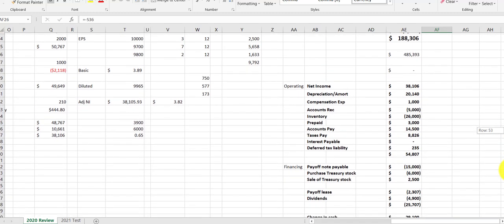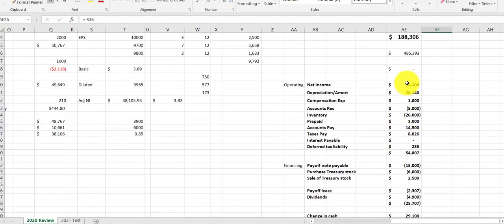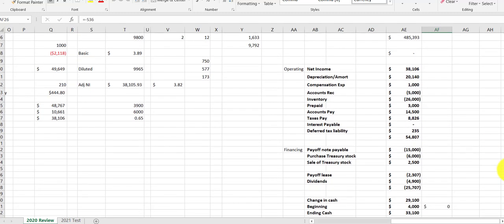We do our cash flow, starting with net income, add back depreciation. I put the amortization depreciation in one. You could have separated them. Compensation expense is non-cash because it's stock options. And change in accounts receivable, change in inventory, and you just look at the beginning part of the T account and the ending balance of the T account. You can see the difference for each one of these. I put the deferred tax liability all in one, the change.